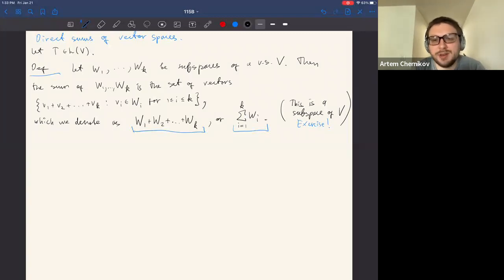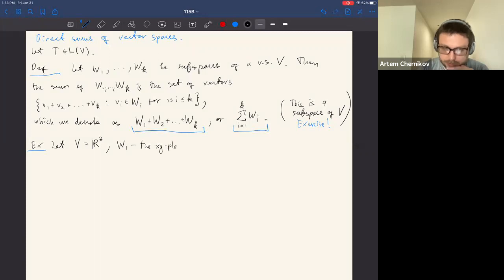Yeah. So we see that this gives us a way to, given a bunch of subspaces of a given space, form a new subspace, which is the sum of the ones we were given. All right. So let's look at some example. Let's say V is the vector space R cube. Yeah. And let's take W1 to be the XY plane. Okay, let's take W2 to be the YZ plane.